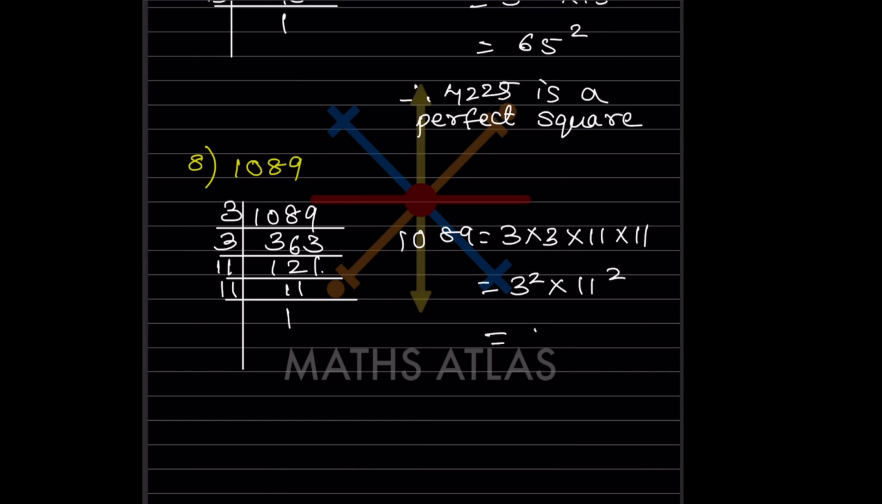So that will be 33 square. So now this will be, we can say therefore 1089 is a perfect square.